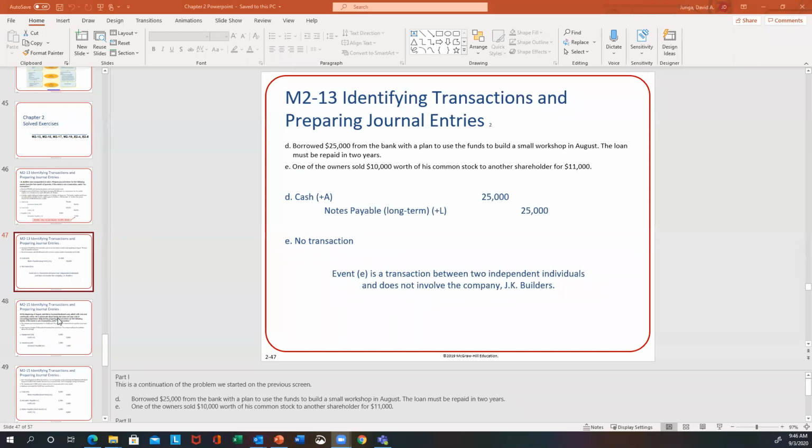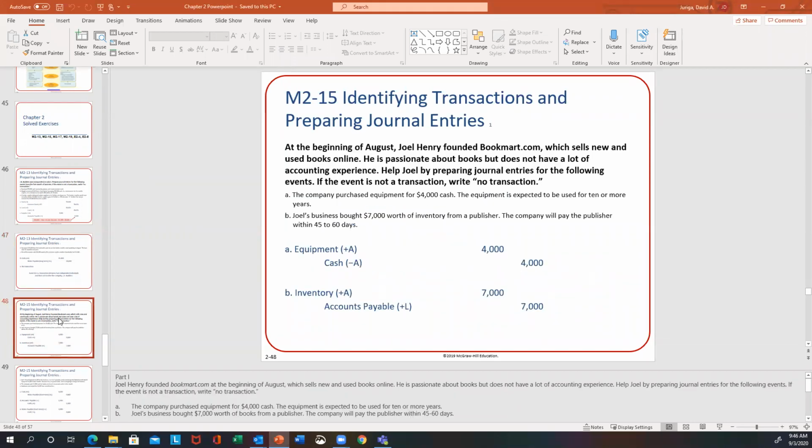Again, some more types of exercises. And again, I'm just kind of jumping through and just commenting on the actual results. On this one, on part A, looks like they're buying some equipment, debiting equipment, crediting cash. And then on part B, it looks like they're buying inventory, again, on account for $7,000.